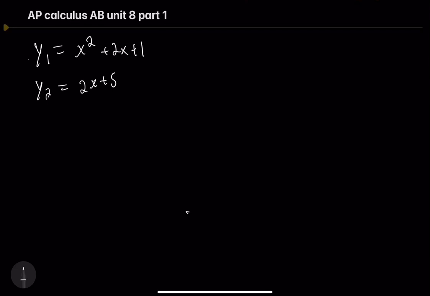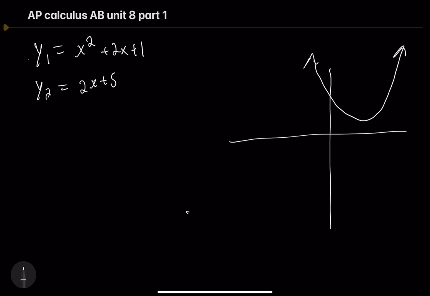Hi guys, this is part 1 of AP Calculus AB, Unit 8. For this one, we'll be finding the area between these two graphs using integration. So the graph is going to look like this, where you'll have y1 looking something like this, and y2, which will be coming through it, and looking something like that.